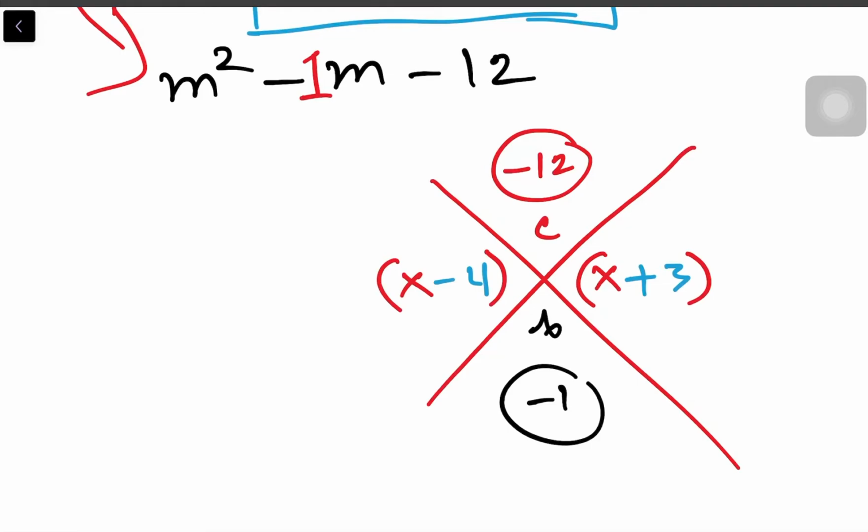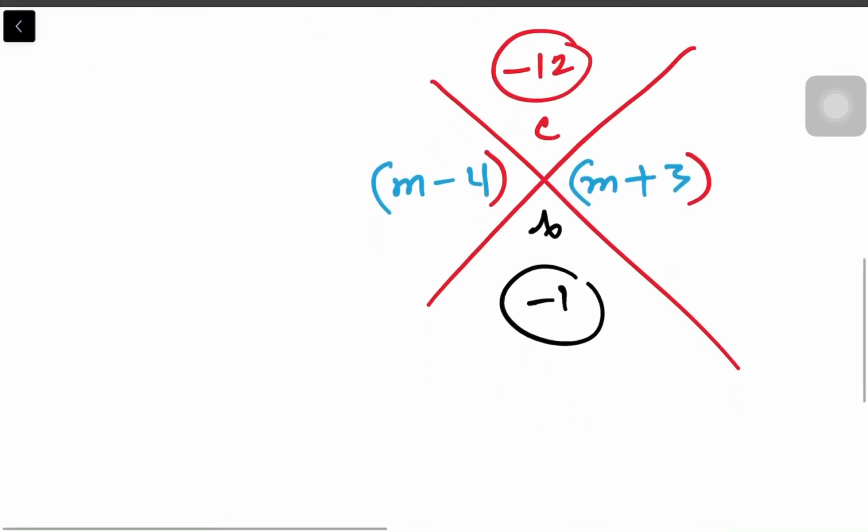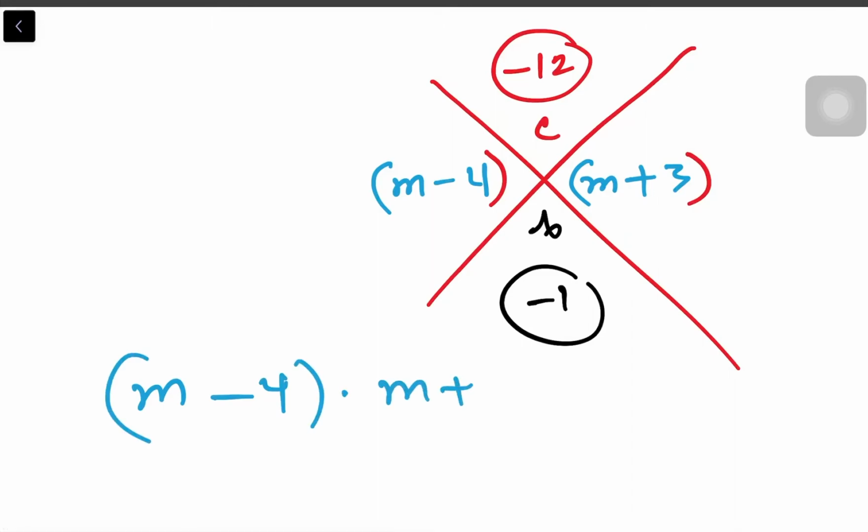So since we are dealing with m, not x, I am going to use m, okay? So the answer that we just found is equal to m minus 4 times m plus 3, okay? Now the question is, are we done? And the answer is no.